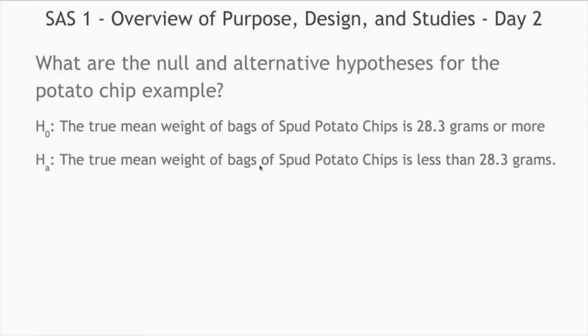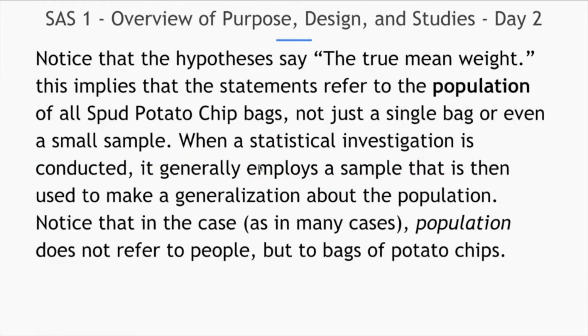And if it doesn't meet the standards, we either adjust the machine so that they get more in there, or we change the value that's on there as the claim value. So there you go. All right, notice that the hypotheses say the true mean weight. This implies that the statements refer to the population of all Spud potato chip bags. Now, population is highlighted because we mean to understand that definition. The population is all of the values of every single bag of Spud potato chips.